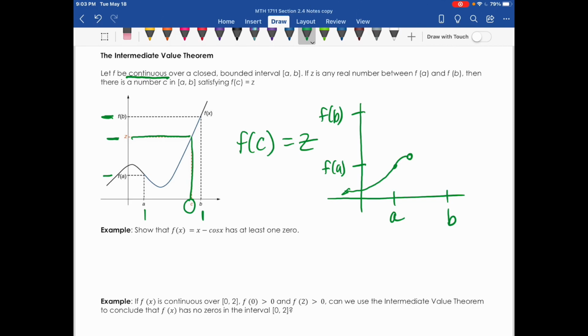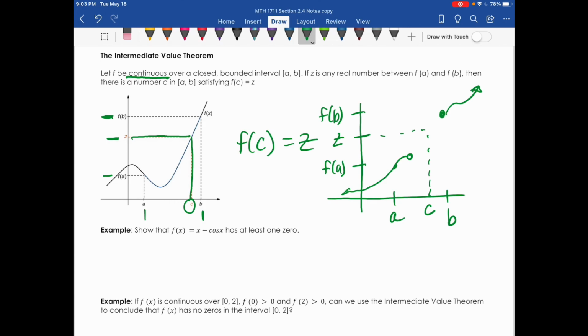Maybe it's a piecewise function, and it looks something like this. Now, for every value between f of a and f of b, if I pick some value z, there isn't necessarily a value of c that would give me a value between f of a and f of b, because there's a break in the graph. So this is why this only works if it's continuous.